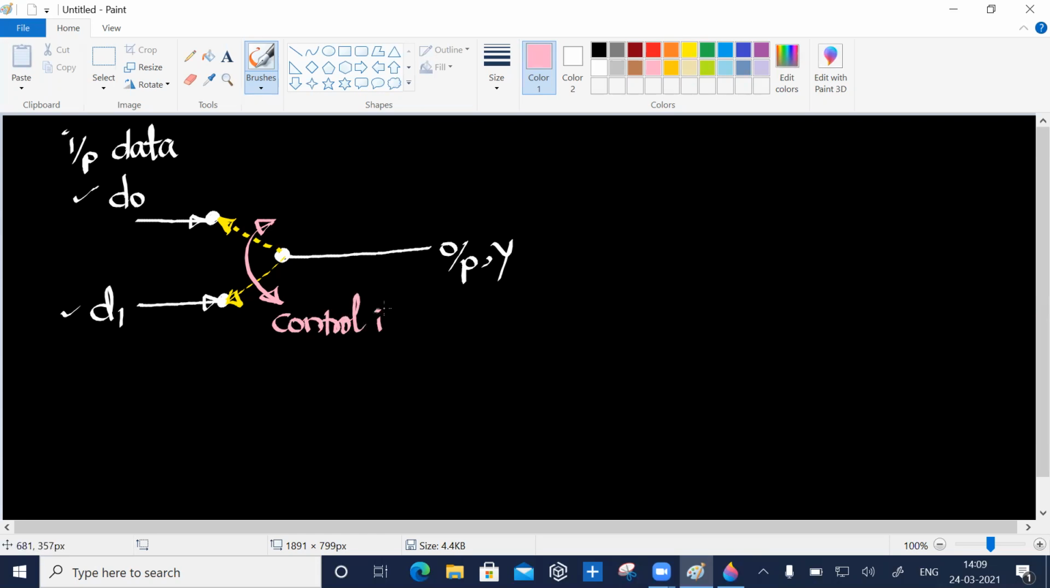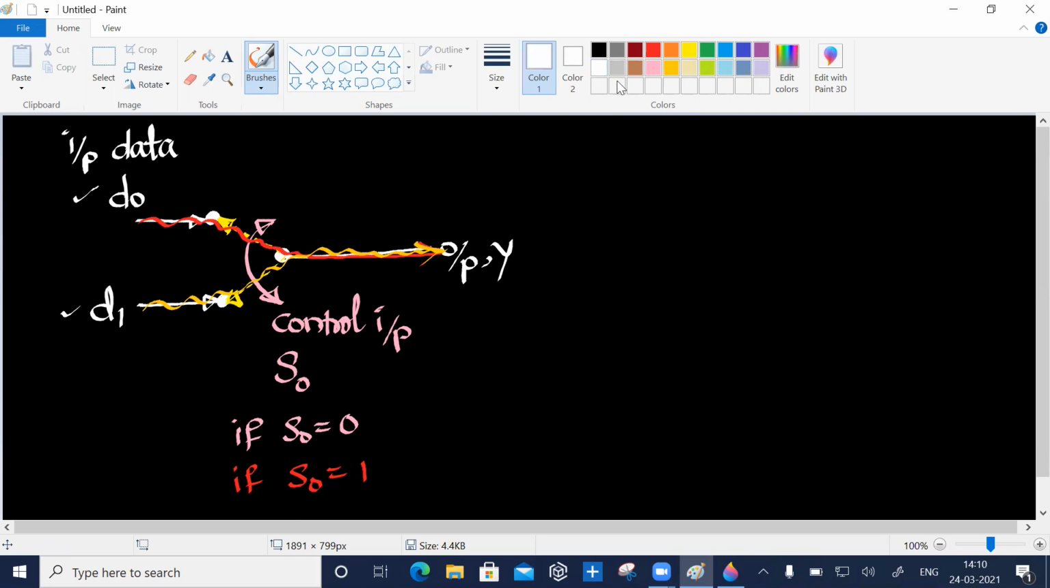Based on the control input, you will select. For example, if I say this control input is S sub 0, if S sub 0 is equal to 0, then what happens? D naught will be selected to the output, so the output is D naught. Now, if S naught is equal to 1, then D1 will be selected and given to the output. Are you able to understand this? It's very simple stuff.